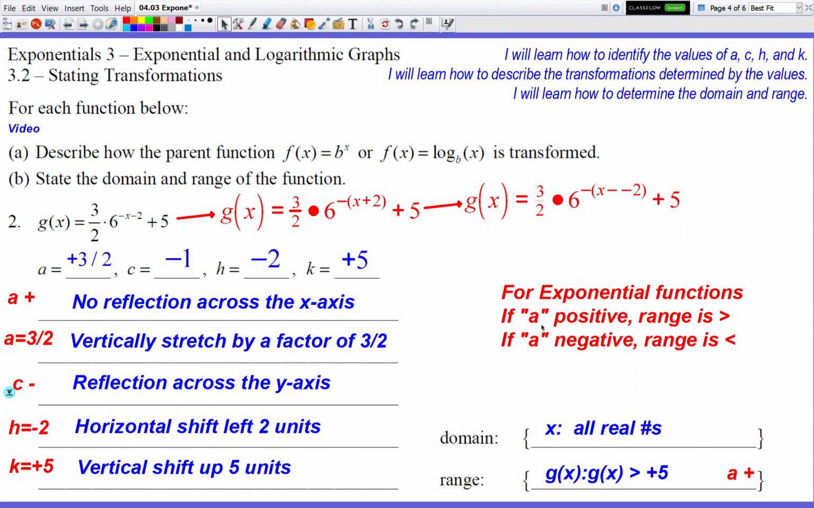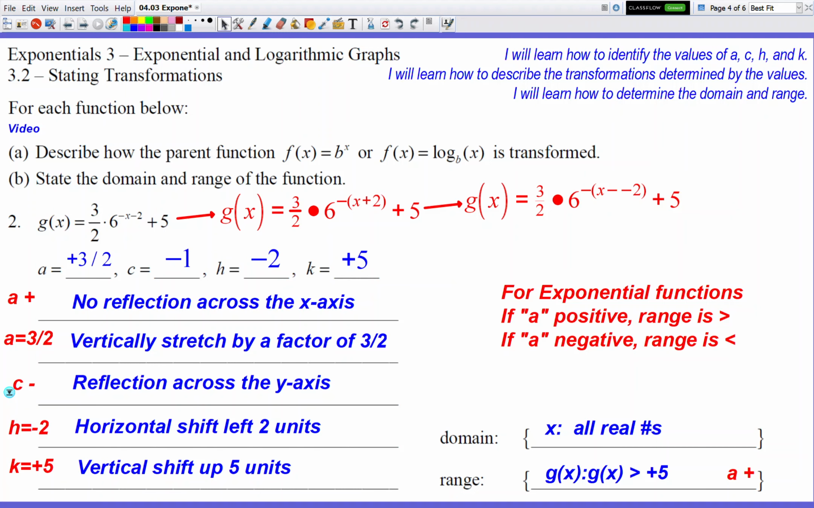So if a is positive, range is greater than. If a is negative, range is going to have the less than symbol. Because my a value is positive, that's why you're going to see range, g of x, greater than positive 5, your k value. Yeah?